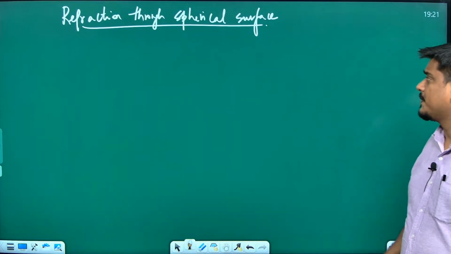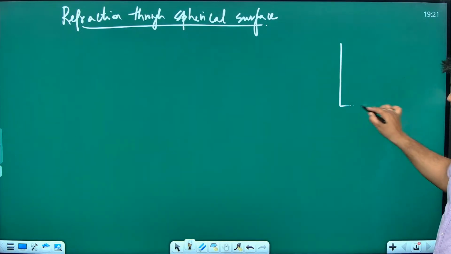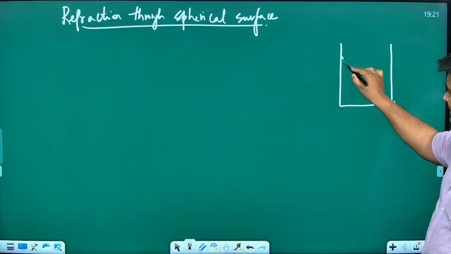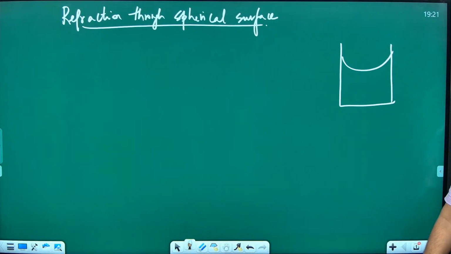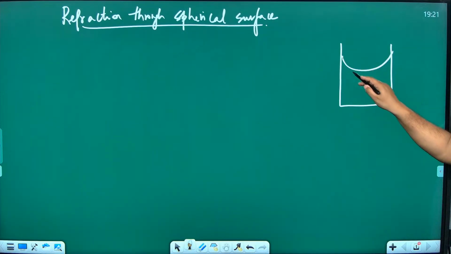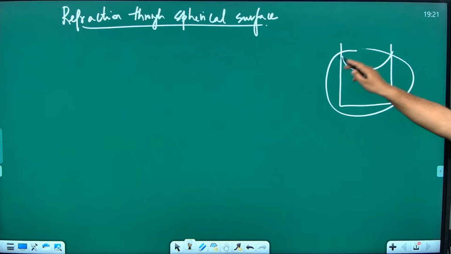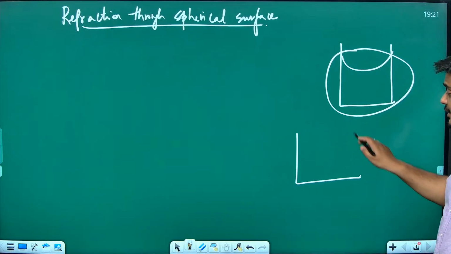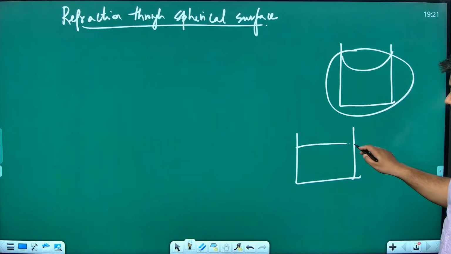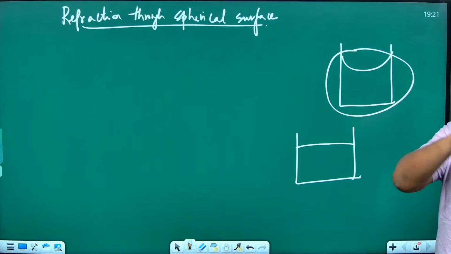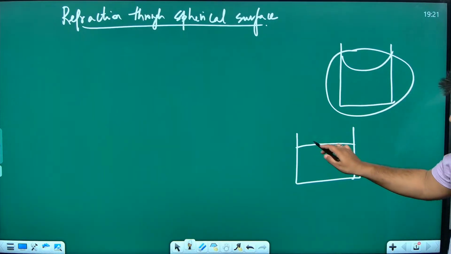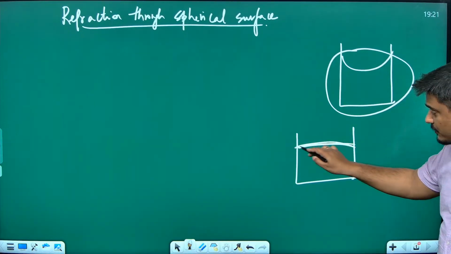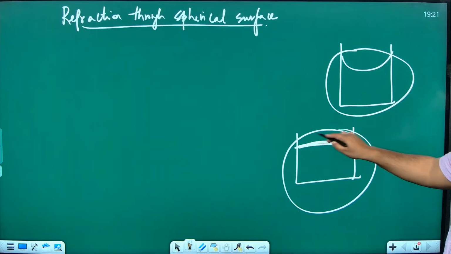That time, if I am having a meniscus like this, it is taken as a spherical surface. Are you getting my point? Sometimes because of surface tension, the topmost layer will have some kind of membrane formation. That is also having a curved surface. This can be taken as a spherical surface.